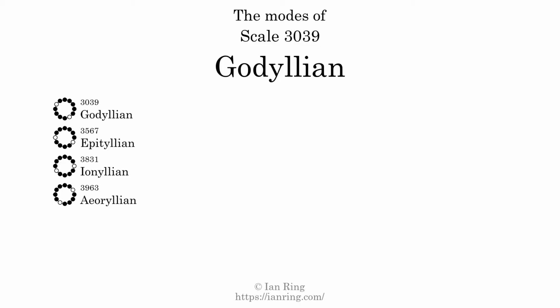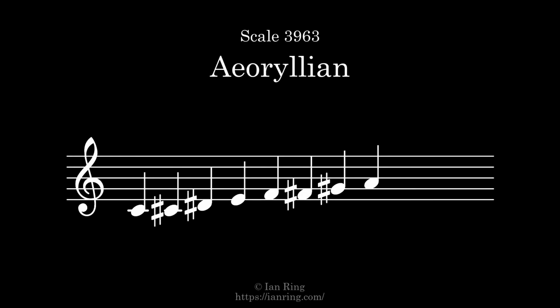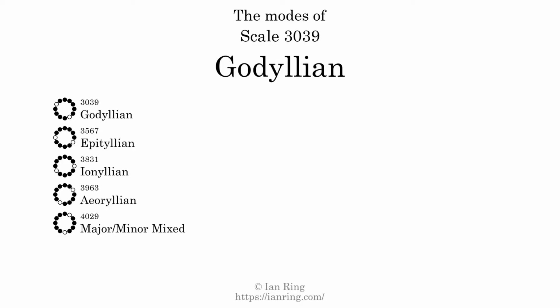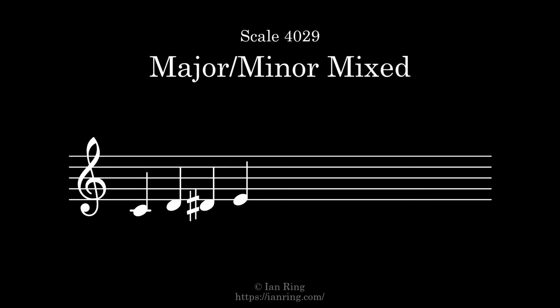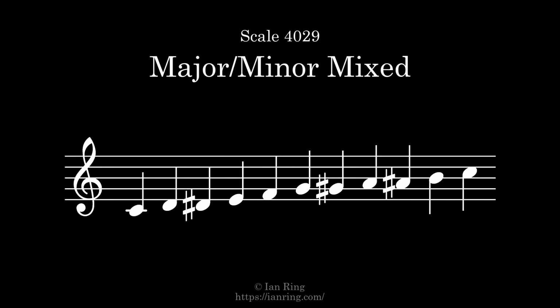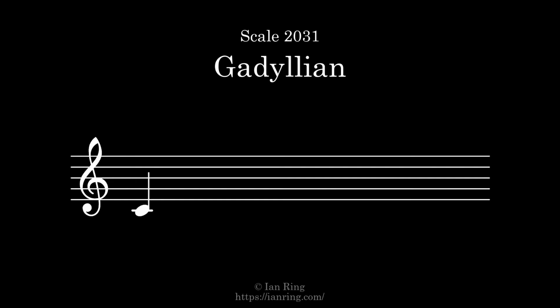The fourth mode is scale 3963, also known as Godyllian. It sounds like this. The fifth mode is scale 4029, also known as major minor mixed. It sounds like this. The sixth mode is scale 2031, also known as Godyllian. It sounds like this.